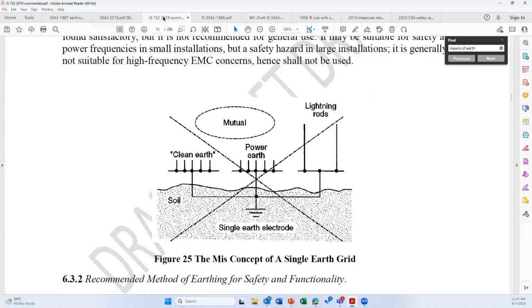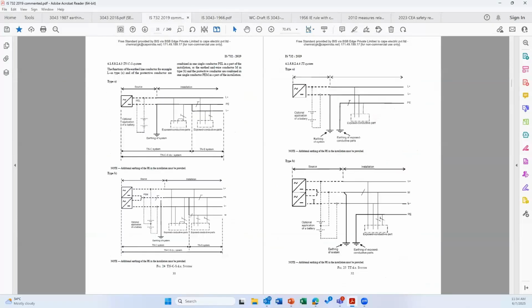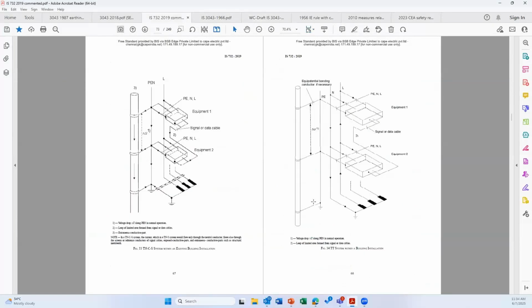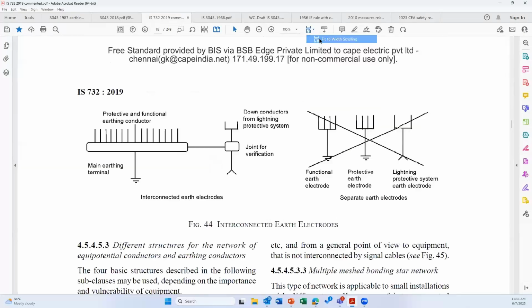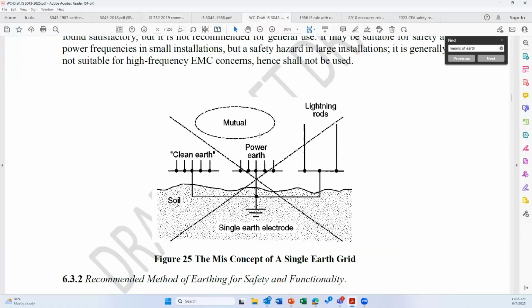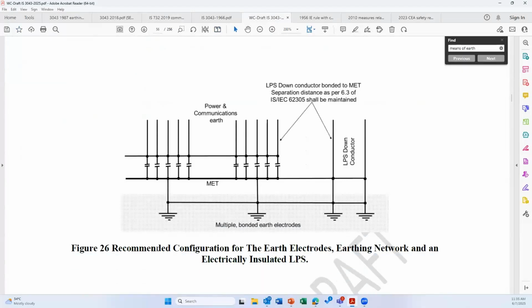These pictures were also there in IS 732. I'm taking you to IS 732 2019. Let me scroll down. These pictures were there already in the standard. You can see here separate earth electrode and a cross mark. So these are not new pictures. These were there since several years, but we were probably not reading it practically. So then what is good? You can go to the next picture.